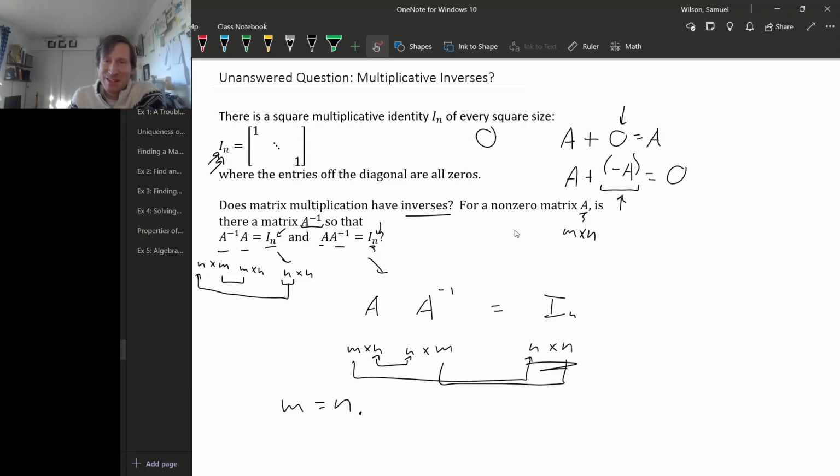So really, we should be asking for a square non-zero matrix. Of course, we have to have a non-zero matrix because any matrix times the zero matrix is zero. So for the zero matrix, there's no hope of having an inverse. So really, the only question is, for non-zero square matrices, are there inverses? Well, let's look at an example.